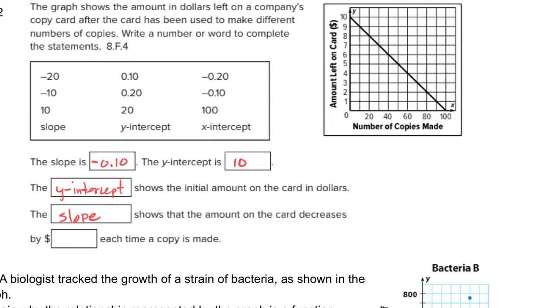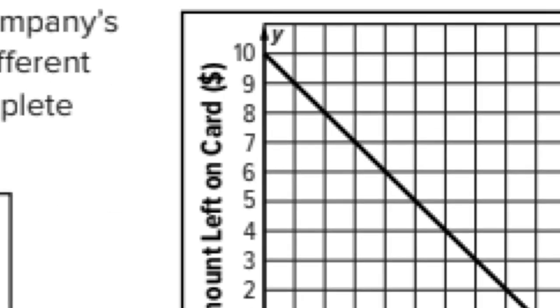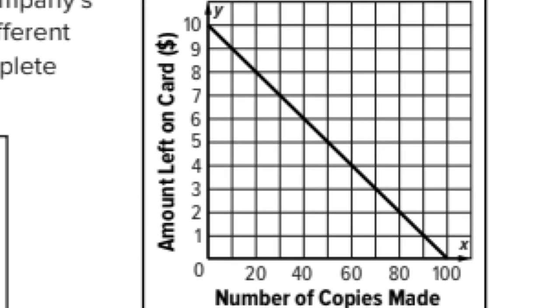Here are my responses. The slope is negative 0.10, because as I go, well, let me zoom in here a little bit. As I go down 1, I go over 10. So the slope is 1 over 10, which is 0.1. And we're going downward, so we know it's negative 0.1.